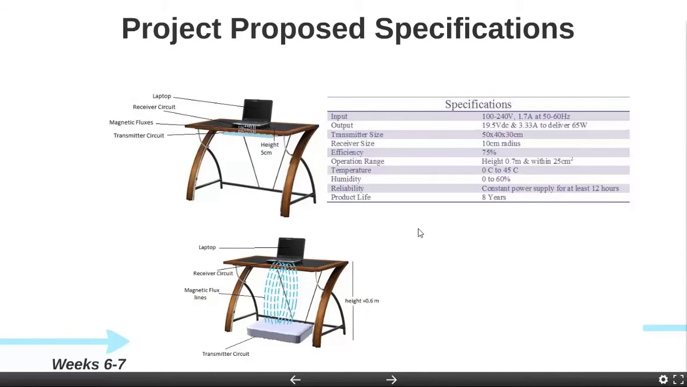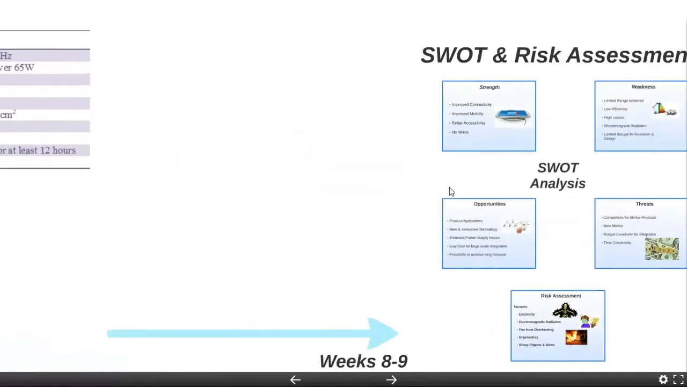So these are the important specifications that we're proposing, and basically the input is what comes from the socket outlet. Output is what goes to the laptop, and transmitter size, we're trying to make it as small as possible. Receiver size is proposed to be 10 centimeter radius, efficiency 75%, temperature and humidity.